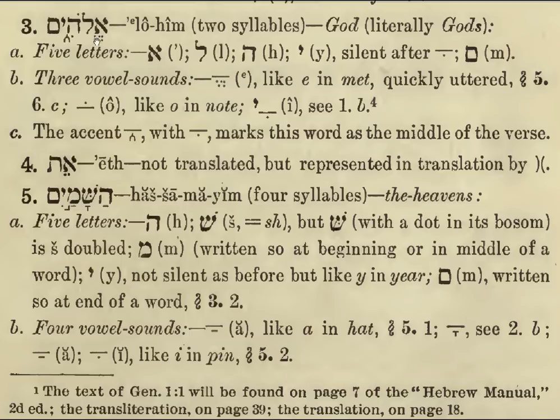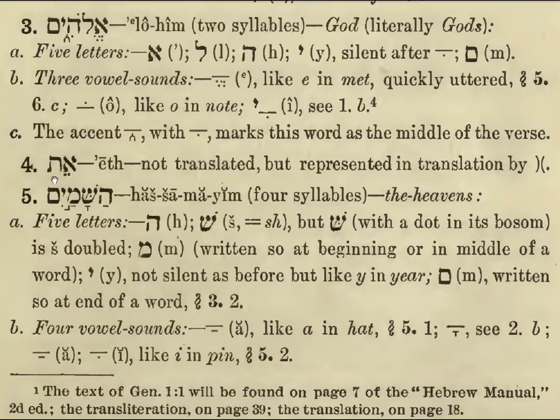So, Elohim, and the vowel sounds, a very short e sound, and then we have the o here, e here. Elohim. It's not o as in note, that is the Eastern European pronunciation, not the Spanish and Portuguese, it's Elohim. The accent here, with E, marks this word as the middle of the verse. This is the Etnach, and it's a semicolon marking the middle of the verse.